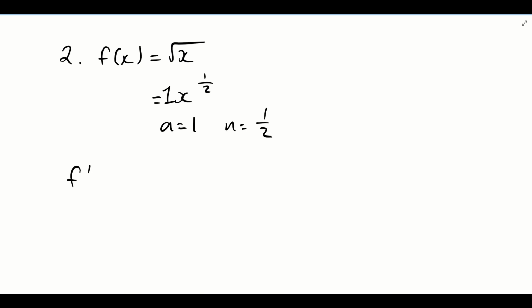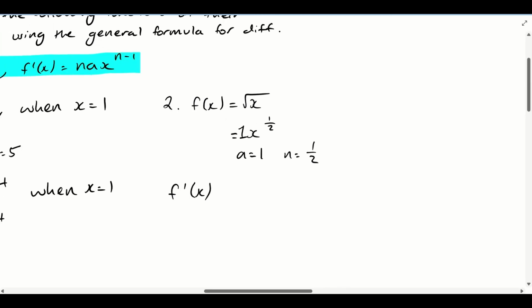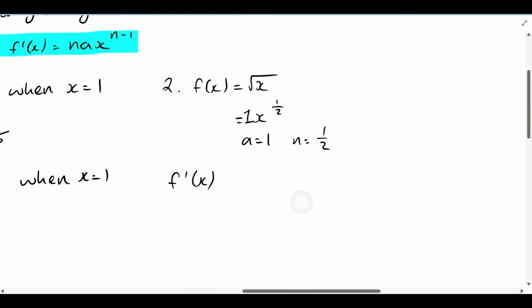So the derivative, using our formula in the blue there, we know that the derivative of f of x is going to be n times a, so a half times 1, so a half times x to the power of minus a half. So a half minus 1 is going to be minus a half.